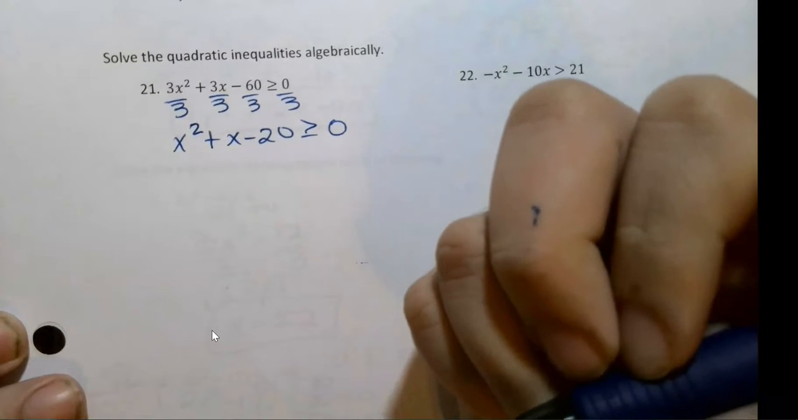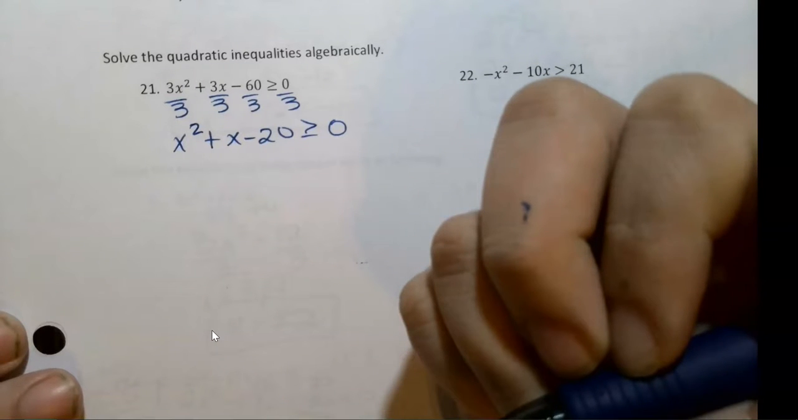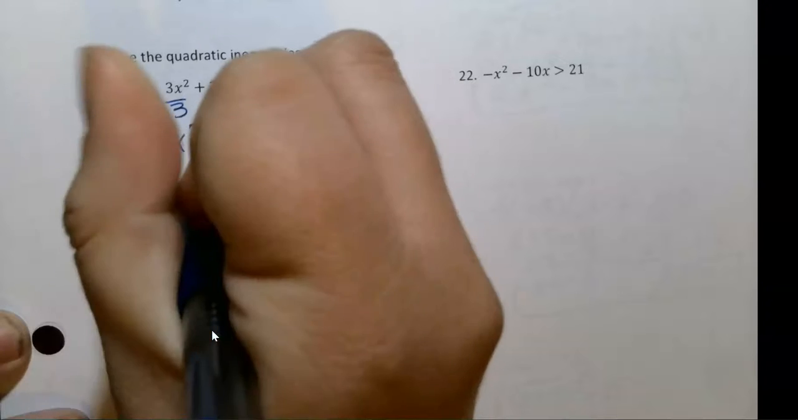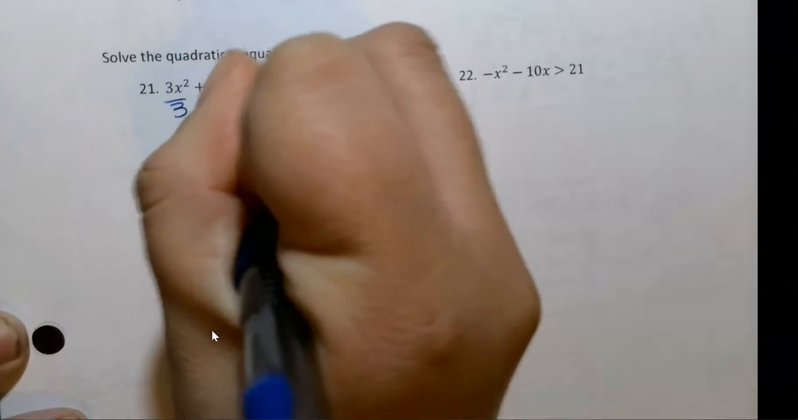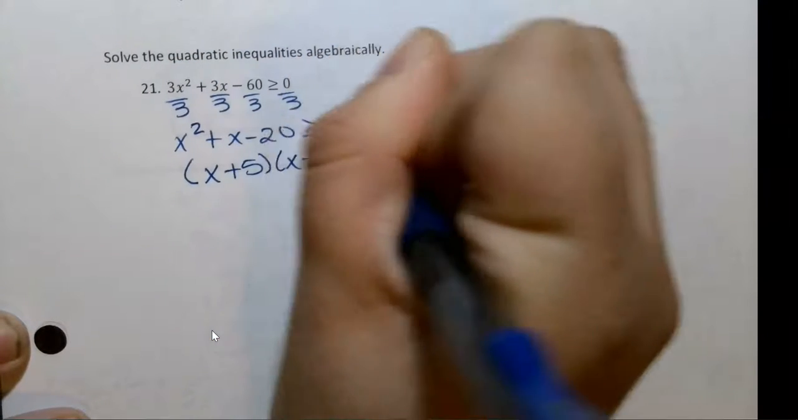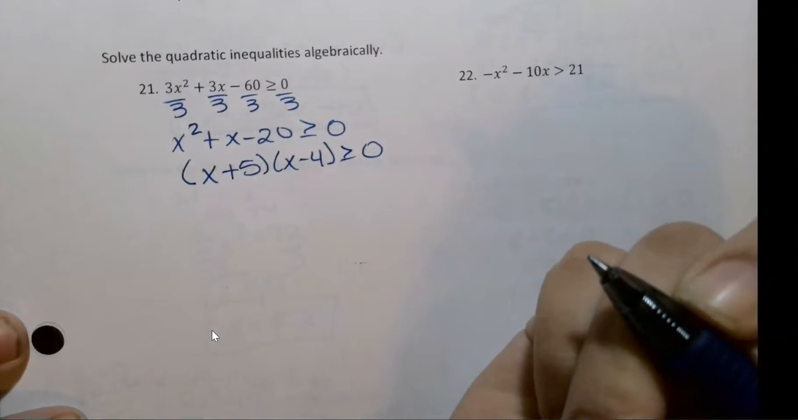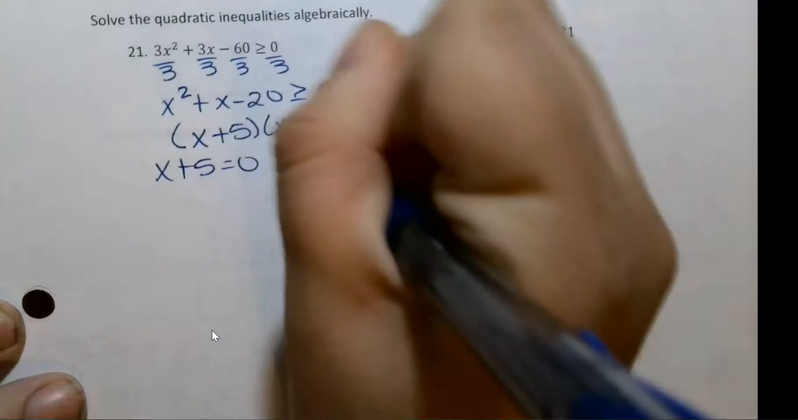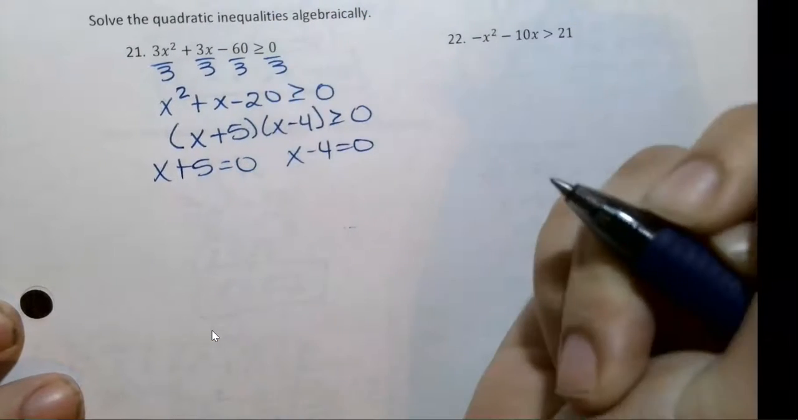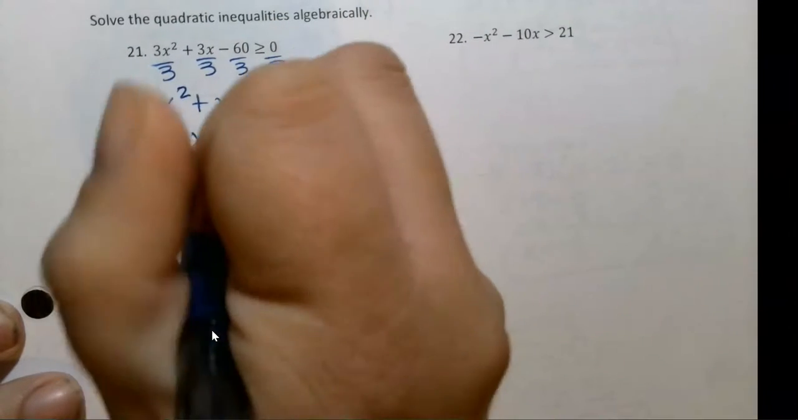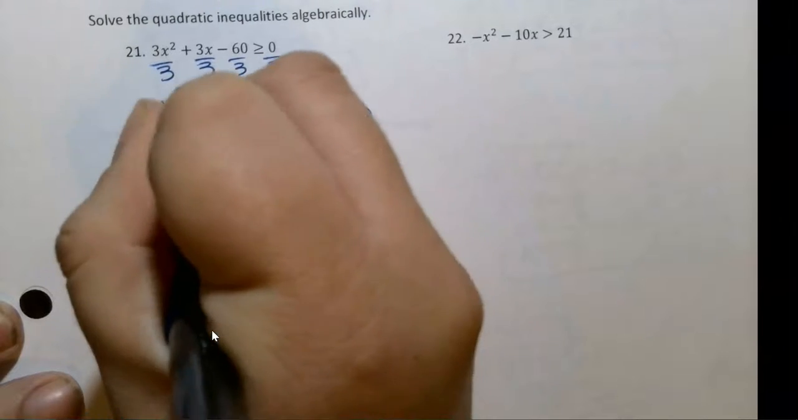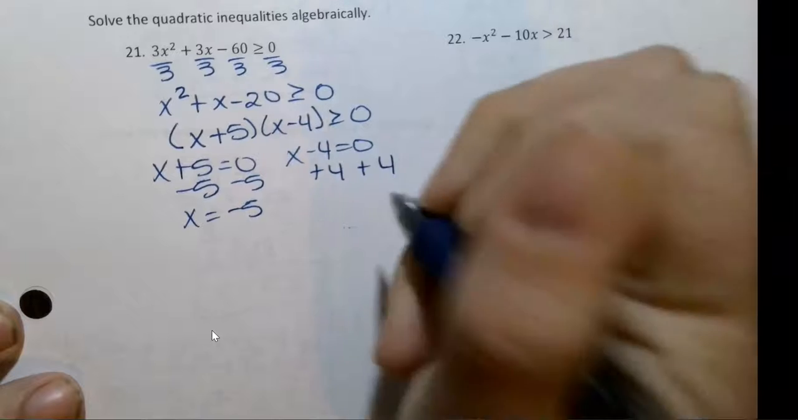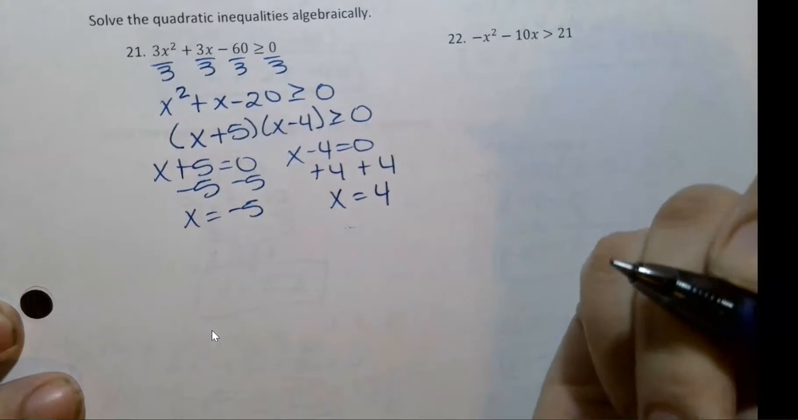I want to then factor the left side of the inequality. So I'm looking for what multiplies to -20 and adds up to 1. This is going to be x plus 5 and x minus 4. Then I'm going to take each of my factors and set them equal to 0. So I have x plus 5 equals 0, x minus 4 equals 0. Then I want to subtract 5 on both sides. I get x equals -5. Over here, I want to add 4 on both sides. I get x equals 4.